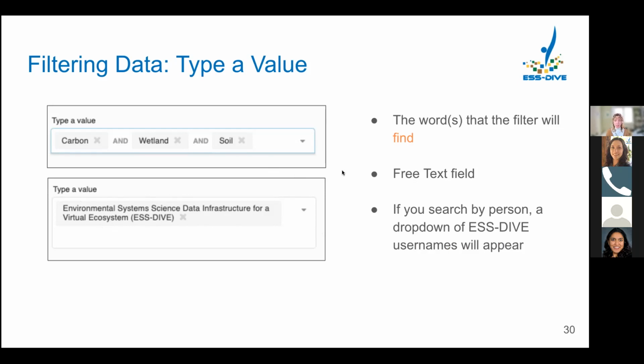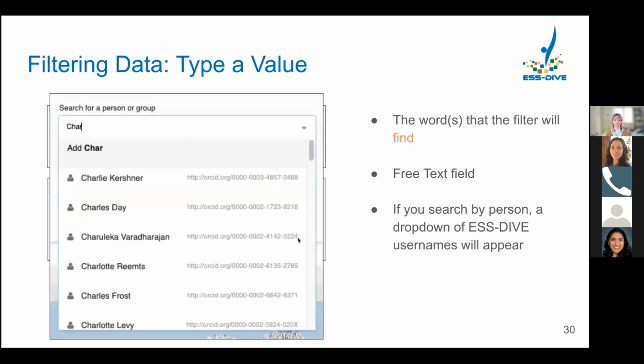But if you are searching for people, because as you'll see later, you can search by author names, and you can also search by data contributors, the people who have created the data sets, if you select on that, a dropdown will appear, and that at least is pretty useful since you'll have all the ORCID IDs and usernames on hand if you just start typing in their name.